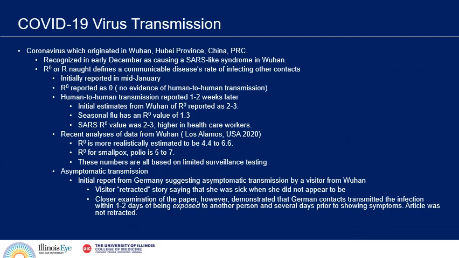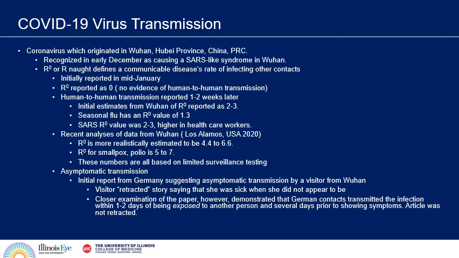I think it's important really to look at the background of COVID-19. It is a very unique infection and virus that's causing the current pandemic, as far as providing rationale for some of the changes that we've made to our clinic operations. As you all know, the coronavirus originated in Wuhan, Hubei province in China. It was recognized apparently in early December, if not earlier, as causing a SARS-like syndrome in Wuhan.